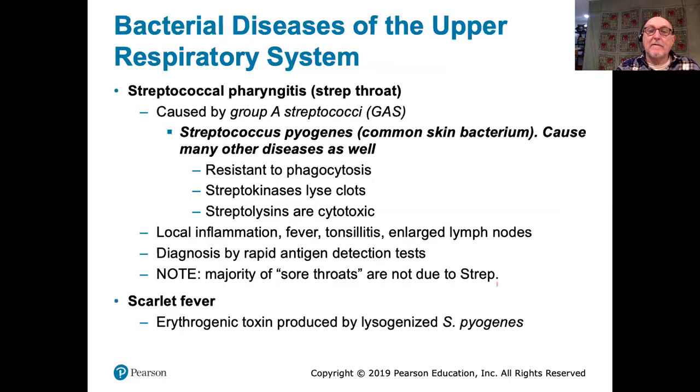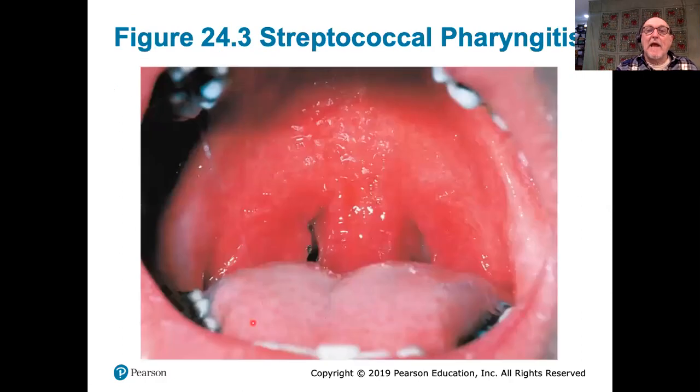So this produces a particular syndrome called scarlet fever. And scarlet fever is literally that: the extensive inflammation of the blood vessels and hemorrhage can cause a widespread skin rash and also a very distinctive reddening and swelling of the throat.